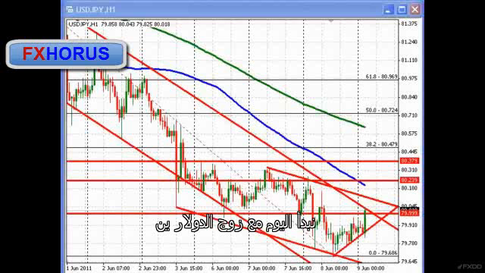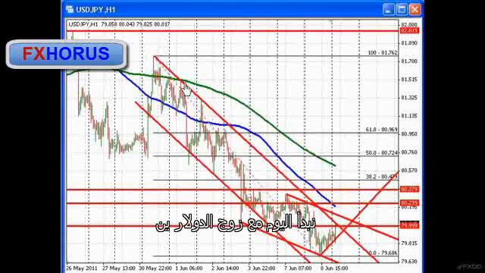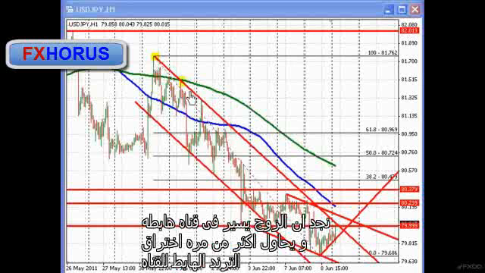We're going to start with the dollar yen here, looking at this chart. If I zoom out and take a longer term view of this market, we can count a number of different times when the market has tested this trend line. One, two, three, and now four.